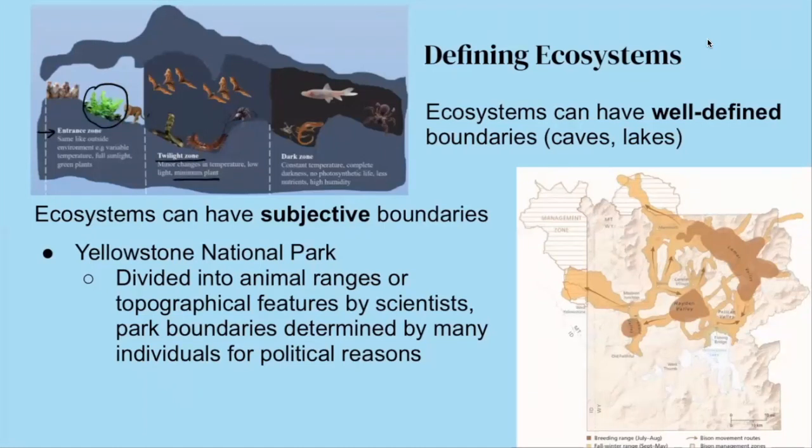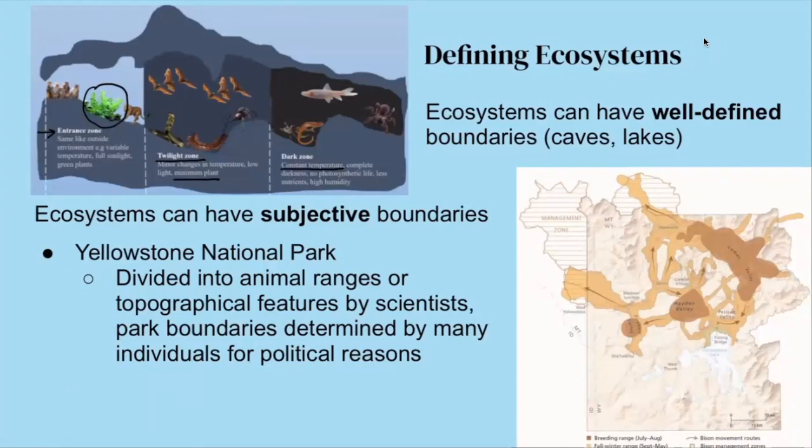And then as you move very deep into a cave, when you get to the dark zone, this zone is under constantly the same temperature, same humidity. It's usually pretty humid in there, and we cannot support any photosynthetic life. So this cave ecosystem has several zones that are really well defined within it.